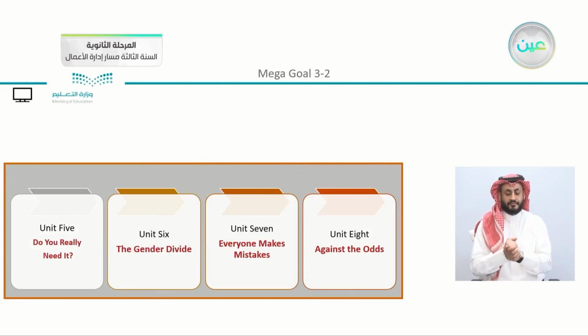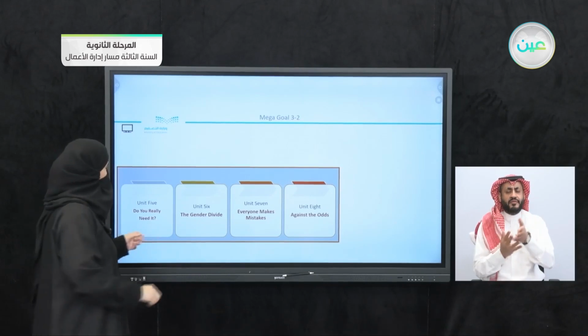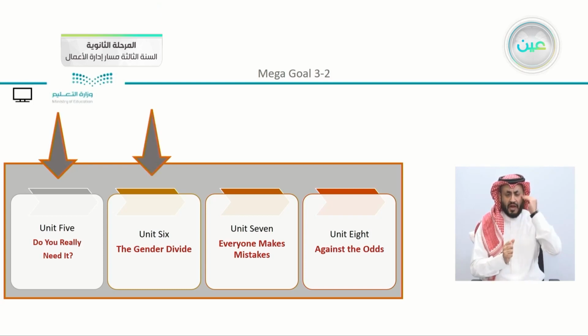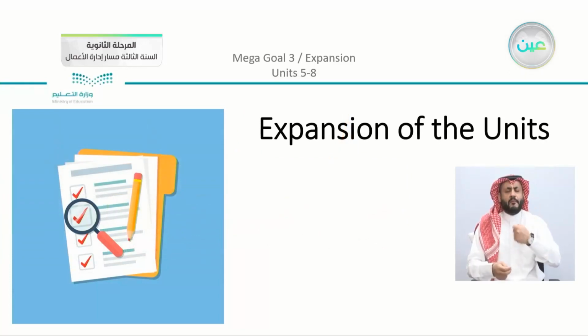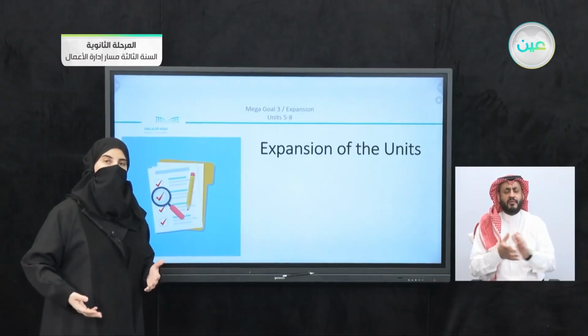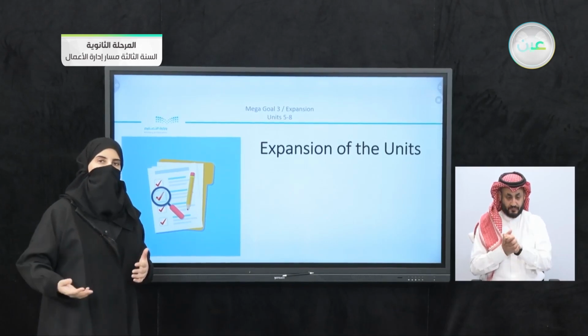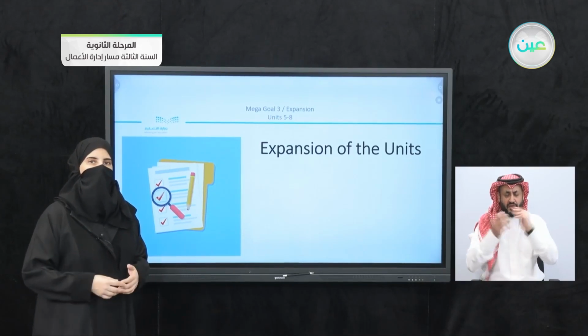Now, of course, these are our 4 units which we have studied throughout the semester. We have Unit 5, Do You Really Need It? Unit 6, The Gender Divide. Unit 7, Everyone Makes Mistakes. And Unit 8, Against the Odds. Now, we have studied a lot. We have learned new information. We studied grammar structures. We learned new vocabulary. We passed by the reading passages. And, of course, we learned how to write new paragraphs.